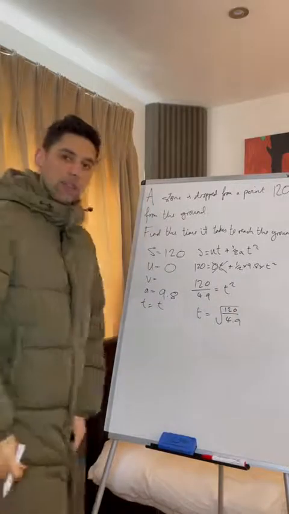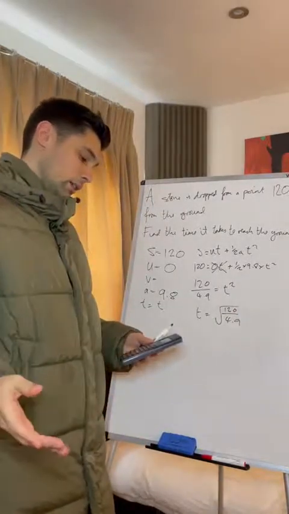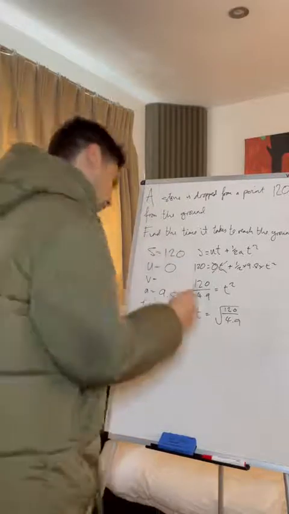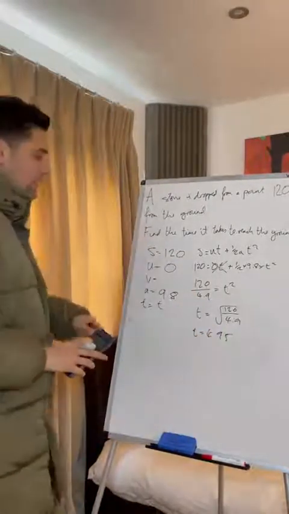I haven't got my calculator, so here it is. 4.95. T equals 4.95. That's the time it takes to get to the ground. Done.